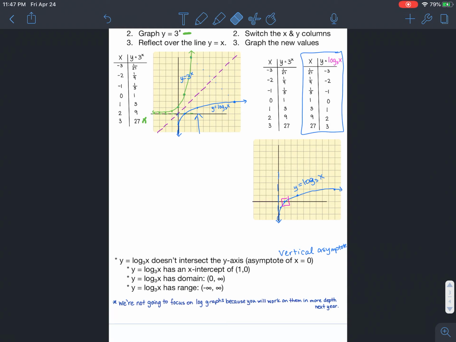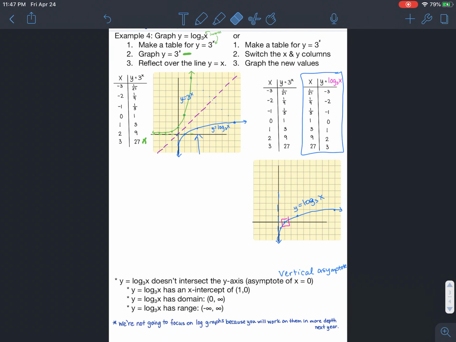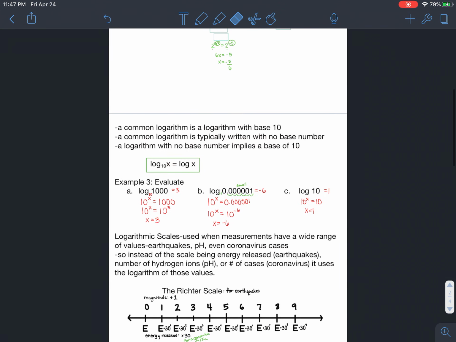We're not going to focus that much on log graphs because you work on them in great detail next year in pre-calculus. But you should, at the very least, understand that they are inverses of exponentials and that as scary as a log function might seem, you have all of the skills you need to graph it. But that's going to kind of be the end of our graphing of logs. You just need to be able to produce a pretty generic one and kind of understand what it looks like.